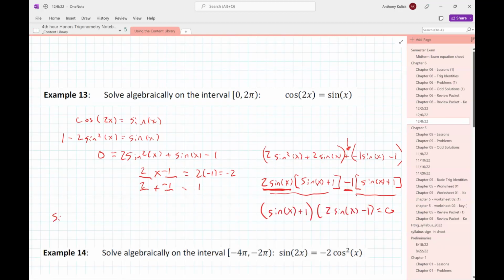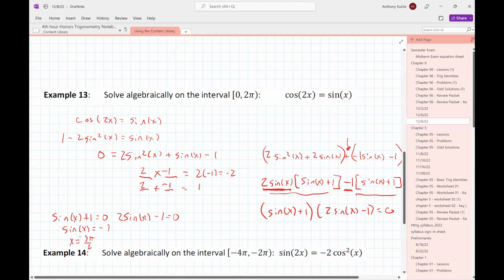I'll then apply the zero product property. So this says sine x is equal to -1. I know that if I go to my unit circle, the only place where the y-coordinate, because we're talking about sine, so I'm looking at the y-coordinate, is -1 is at 3 pi over 2.